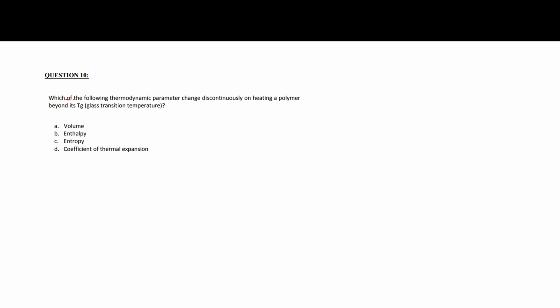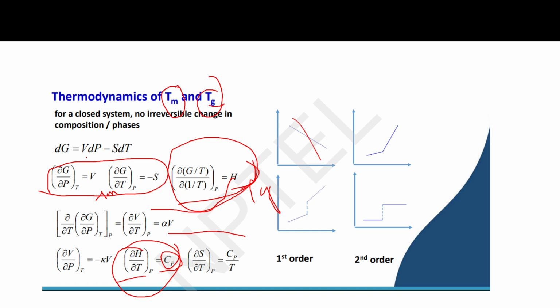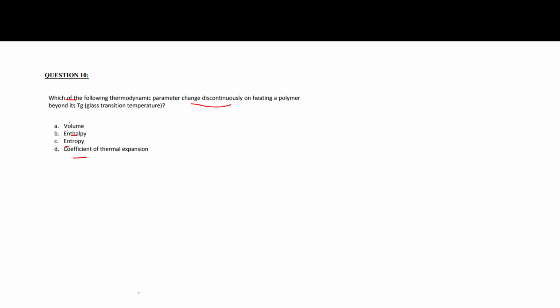So this is the last question of today's class. Which of the following thermodynamic parameters changes discontinuously on heating the polymer beyond its Tg or glass transition temperature: volume, enthalpy, entropy, or coefficient of thermal expansion? From this equation you clearly see that the thermal expansion coefficient is changing with the Tg, so the last one should be the right answer. The glass transition temperature is related to the coefficient of thermal expansion.